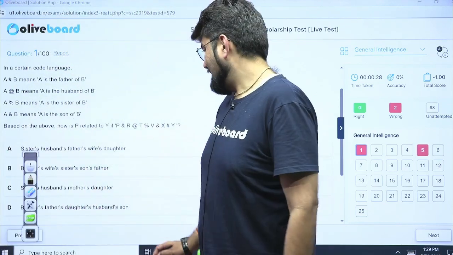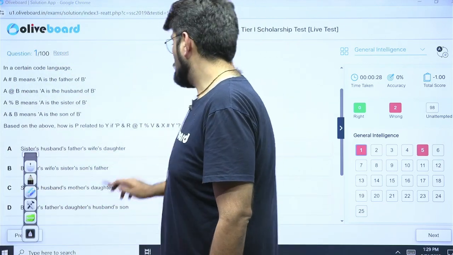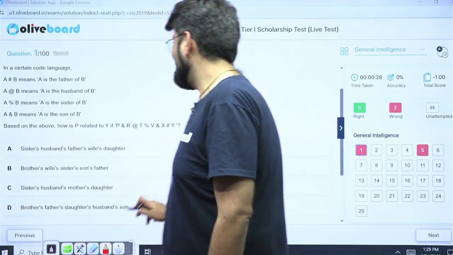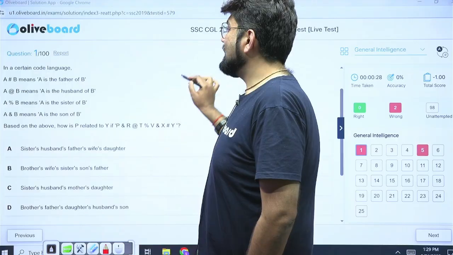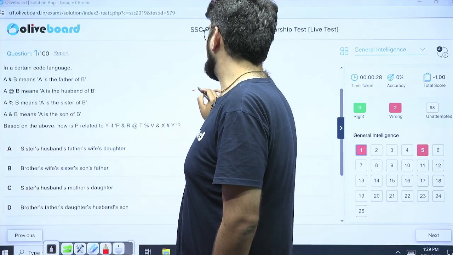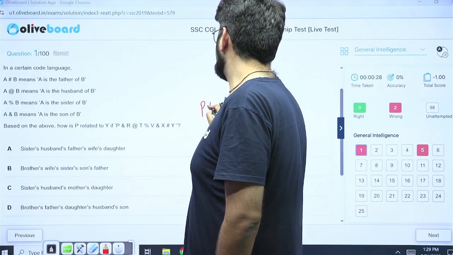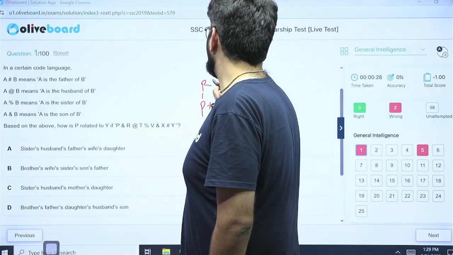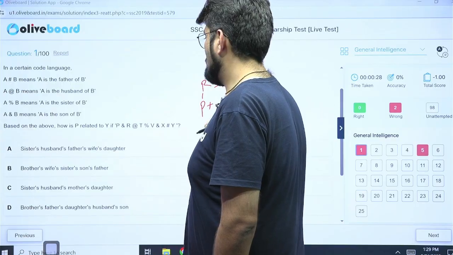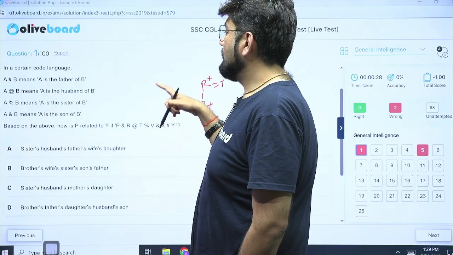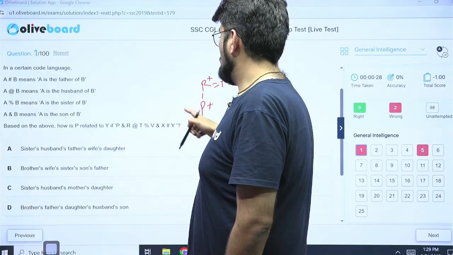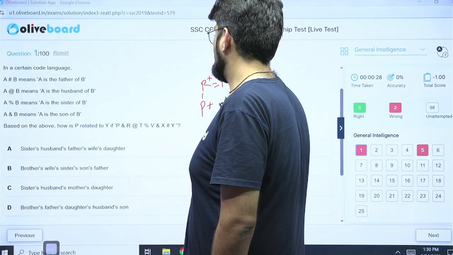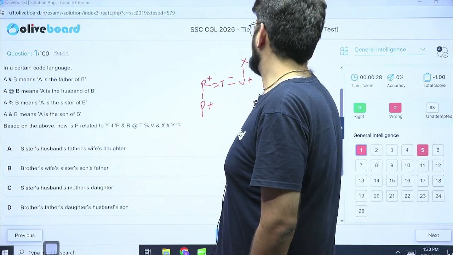Now we need to check how P is related to Y in this question. So P & R means P is the son of R. R @ T means R is the husband of T. T % V means T is the sister of V. V & X means V is the son of X. And X # Y means X is the father of Y.